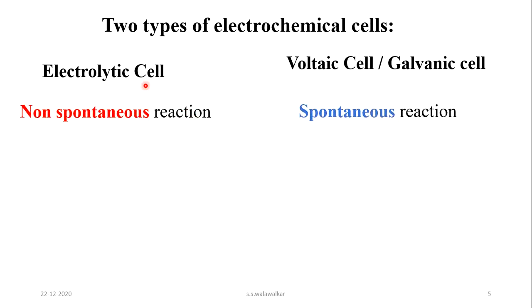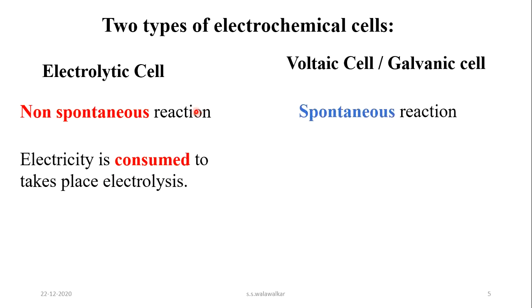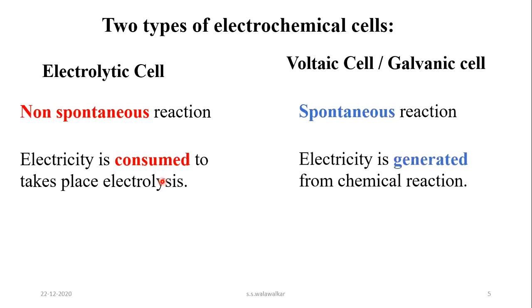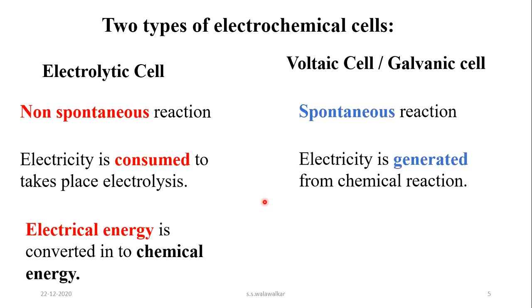Remember that in an electrolytic cell, non-spontaneous reactions take place, and in a galvanic cell, spontaneous reactions take place. The second point about these two is that electricity is used or consumed to carry out electrolysis. And in a voltaic cell or galvanic cell, electricity is generated. It is produced from a chemical reaction. And in an electrolytic cell, electrical energy is converted into chemical energy.